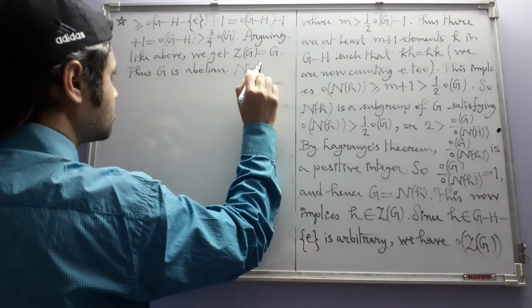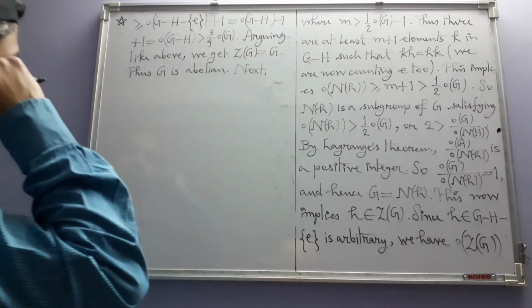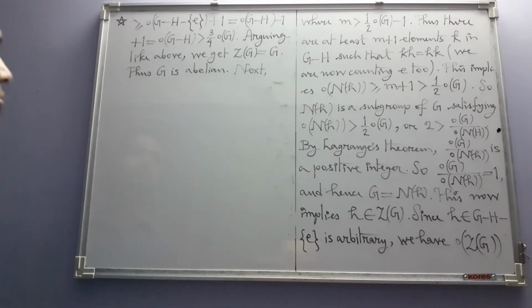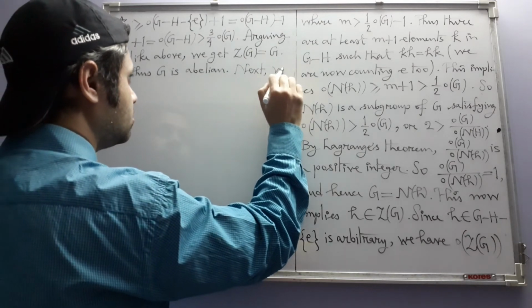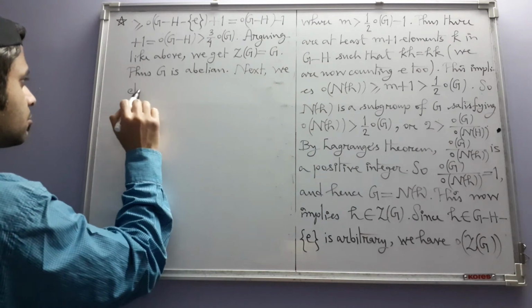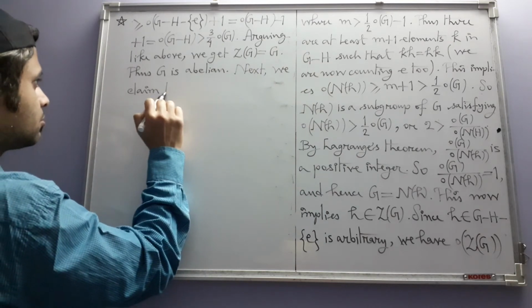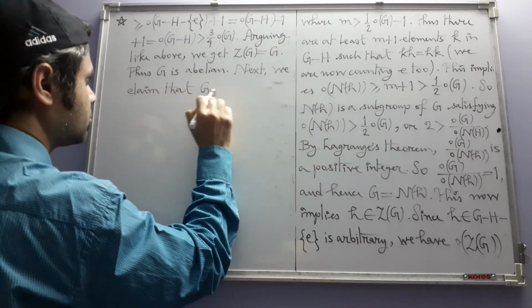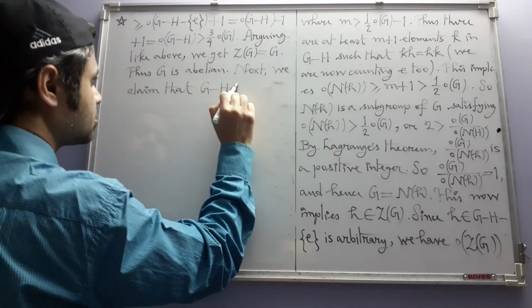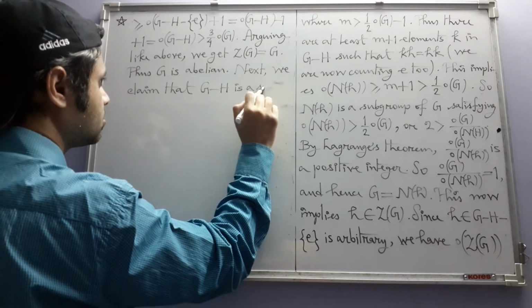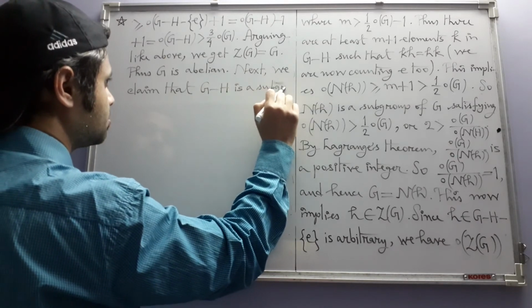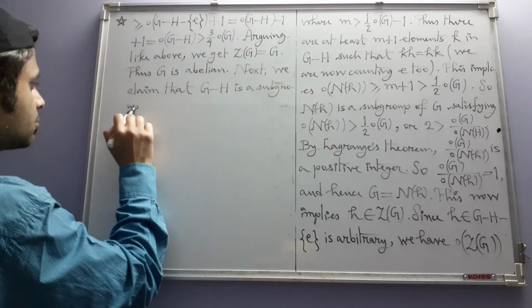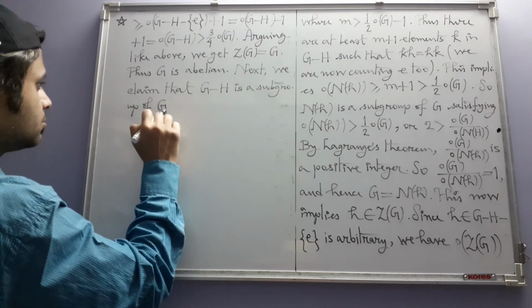Next, we claim that G minus H is a subgroup of G.